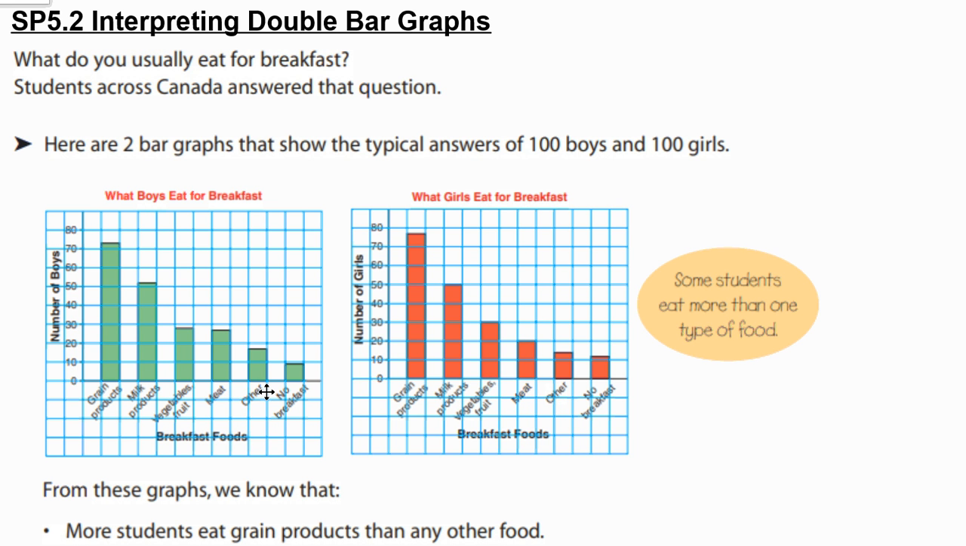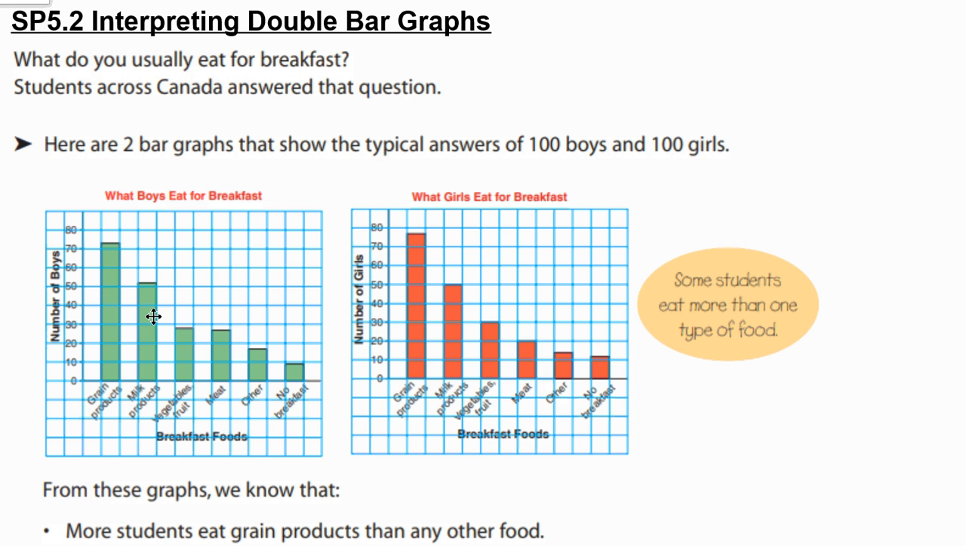In this lesson, we will be interpreting double bar graphs. What do you usually eat for breakfast? Students across Canada answered that question. And so we have two different charts here. So we have the typical answers of 100 boys and 100 girls.